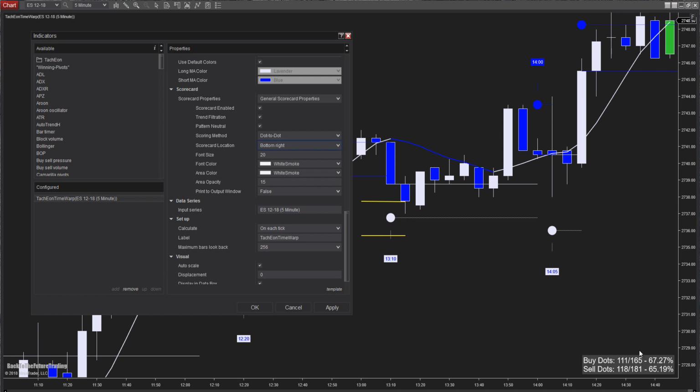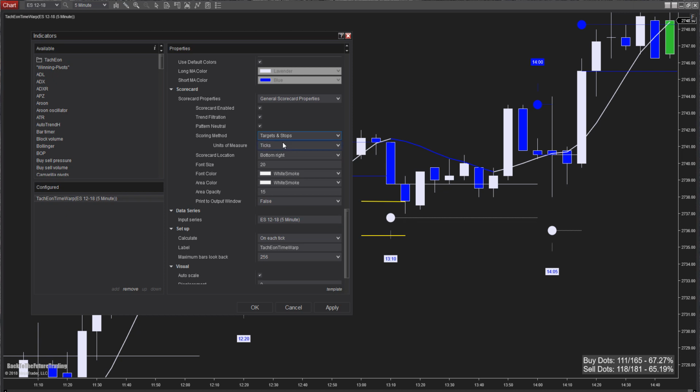Okay, so we've talked about what you see in the scores. We've talked about some rough ways to set the scores, and each of the things that we've done here, we've been looking at what we call a dot-to-dot reference. And a dot-to-dot reference is simply where we are looking for the movement from one dot to the next dot. You also have the ability to engage a target and a stop method.